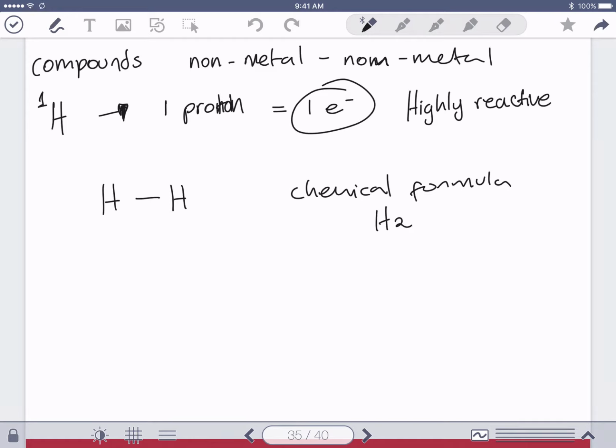So how does this come to happen? We're going to start by looking at a model where we represent electrons as a dot. So we're going to use the symbol, and we're going to use dots to represent the electrons. This type of representation is called Lewis structures.